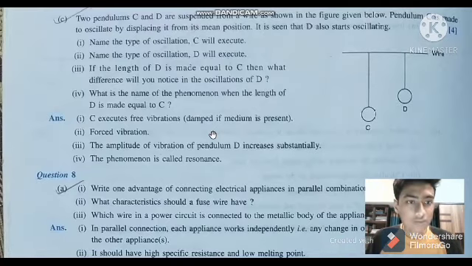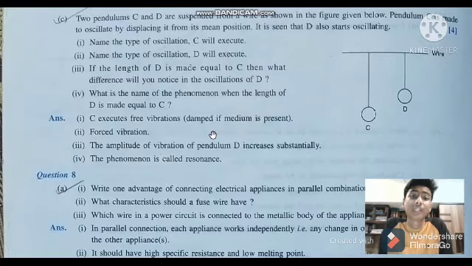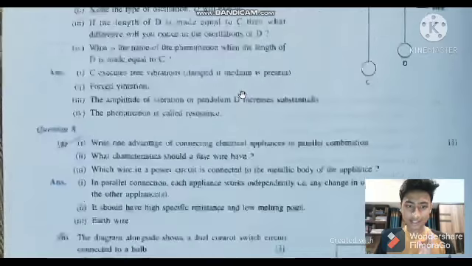Okay. Next question is, if the length of D is made equal to C, then what difference would you note in the oscillations of D? Simply you would write that the amplitude of vibrations is going to increase because at that instance it's going to come in resonance. Next question is, what is the name of the phenomenon when the length of D is made equal to C? It's going to be resonance, as I said.